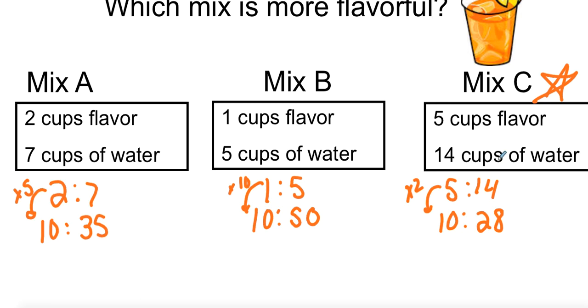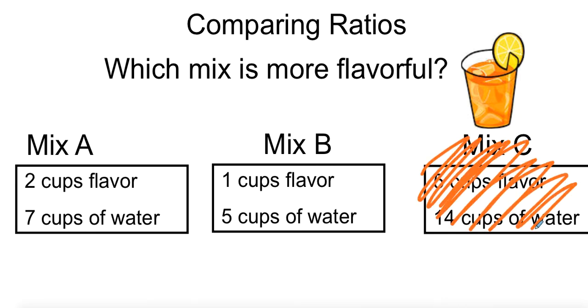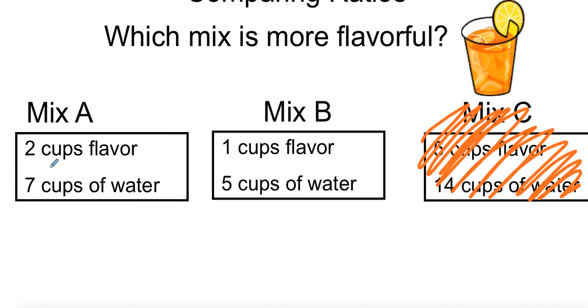Now there is a third way you can compare these ratios. And for this example, we're going to be ignoring mix C because we already know that mix C is the most flavorful. So we're only going to be comparing mix A and mix B. And in this example, what we'll be doing is just comparing the fractions of the cups of flavor within the mix. Now, what I mean by that is I know that this mix A has 2 cups of flavor out of a total 9 cups of ingredients.